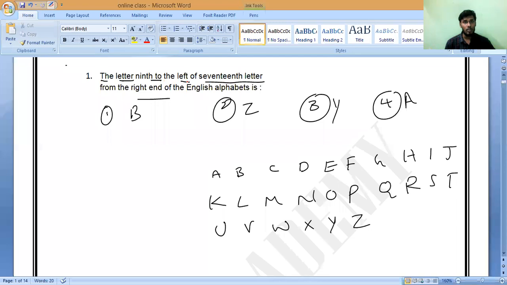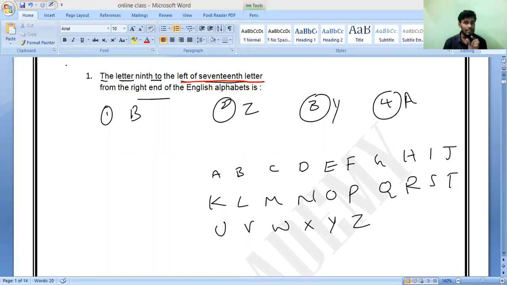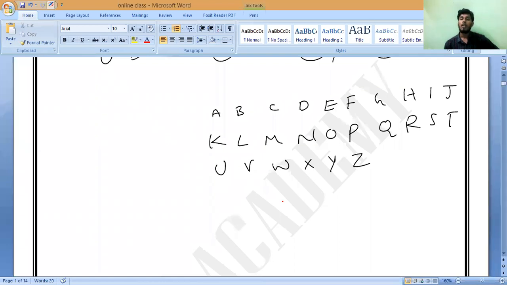The letter 9th to the left of 17th letter. What do you understand? Sir, from right end of the English alphabet, we have to... 9th to the left of 17th letter from the right end. Means what? Sir, from the end of the English alphabet, we have to move 17th. 9 letters, sir, left side. So, from the right side, you have to go to the 17th letter. What is the 17th letter? J, sir.